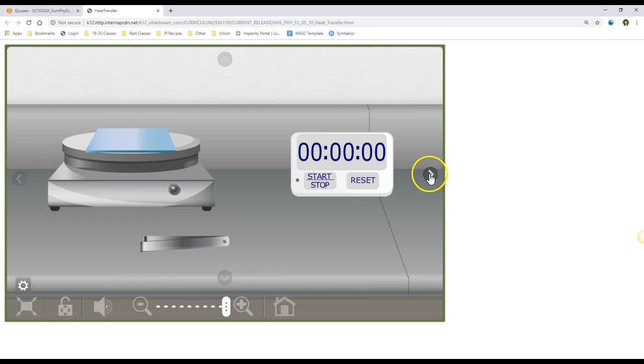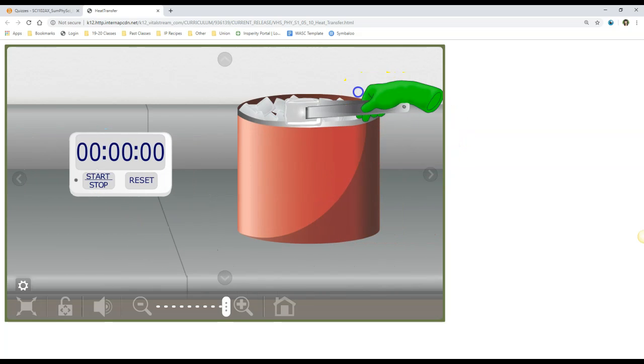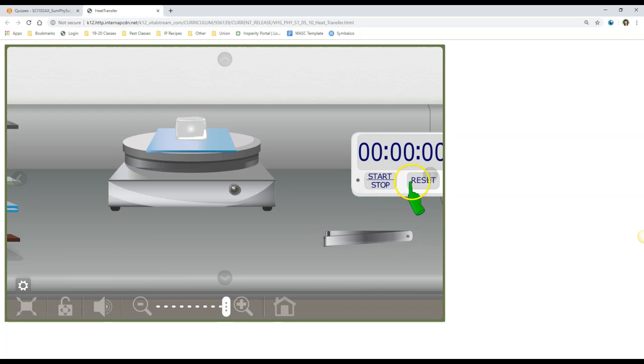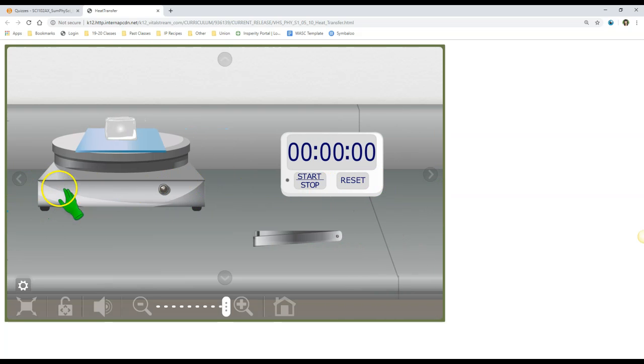Drop that. All right, we're going to go ahead and grab another piece of ice, place it on top of here, and I'm going to go ahead and begin the timer and the hot plate, and you need to watch this as it goes.